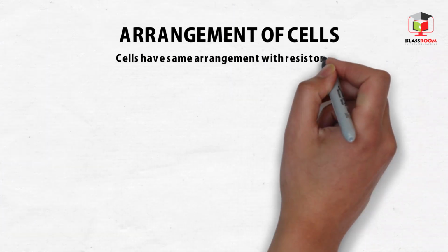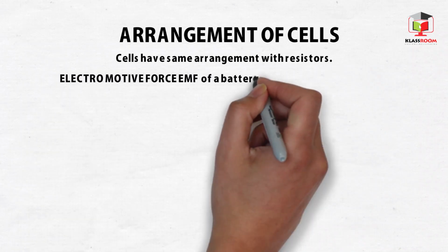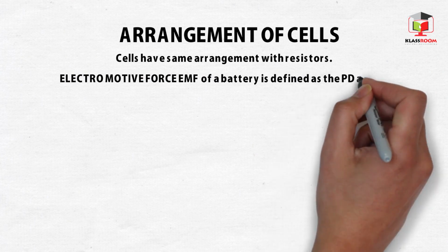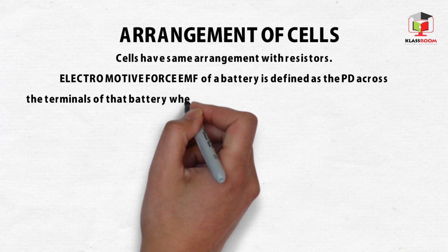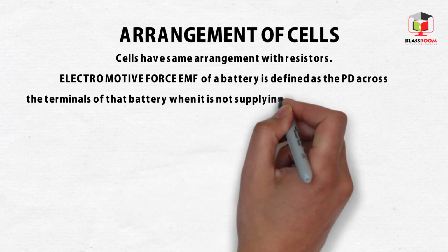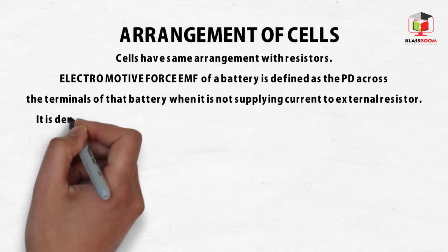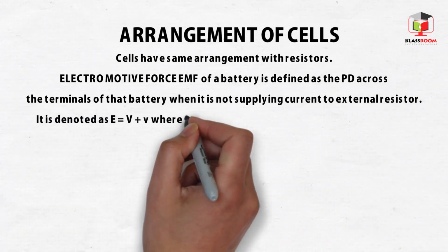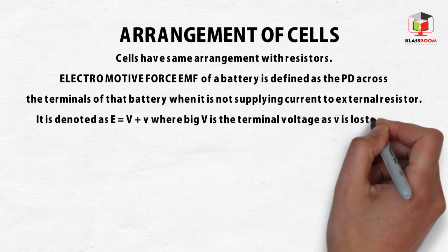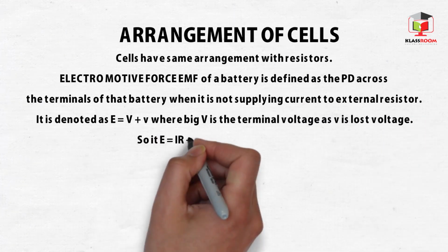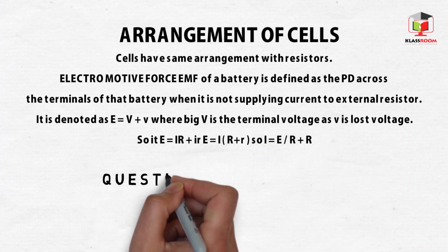EMF. The electromotive force of a battery is defined as the PD across the terminals of that battery when it is not supplying current to an external resistor. It is denoted as E equals V plus v, where V is the terminal voltage and v is the lost voltage. So if E is equal to IR plus Ir, E equals I(R plus r). So I equals E over R plus r.